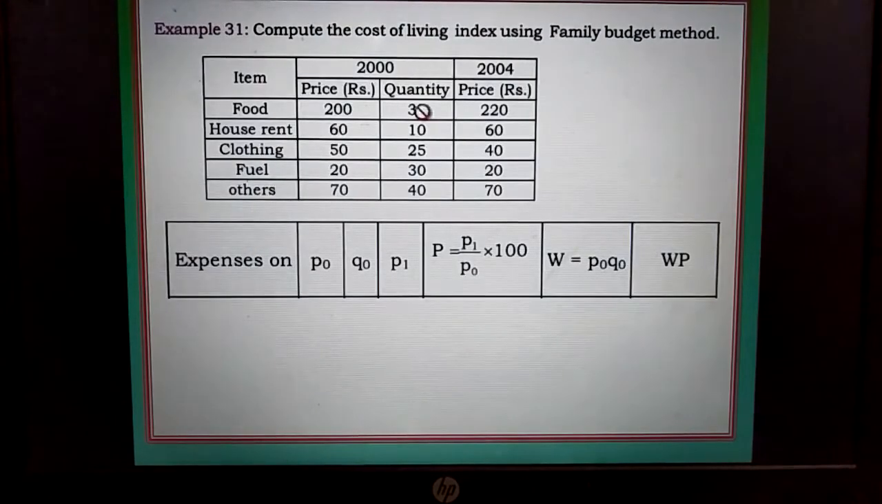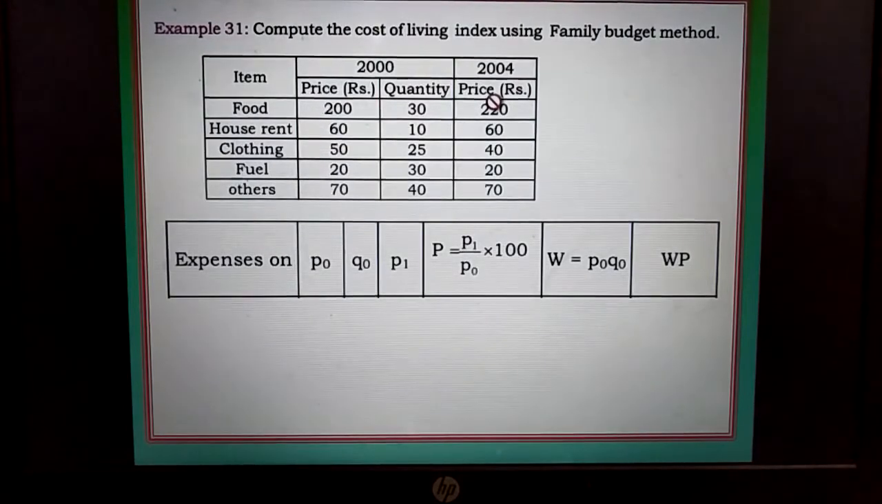Next example, compute the cost of living index number using the family budget method. So, data you can observe first. 2000 price and quantity is given. 2004 prices are given. So obviously 2000 is the base year and 2004 is the current year. So base year price P naught, base year quantity Q naught, correct? And then 2004 current year, that's why price will go as P1.